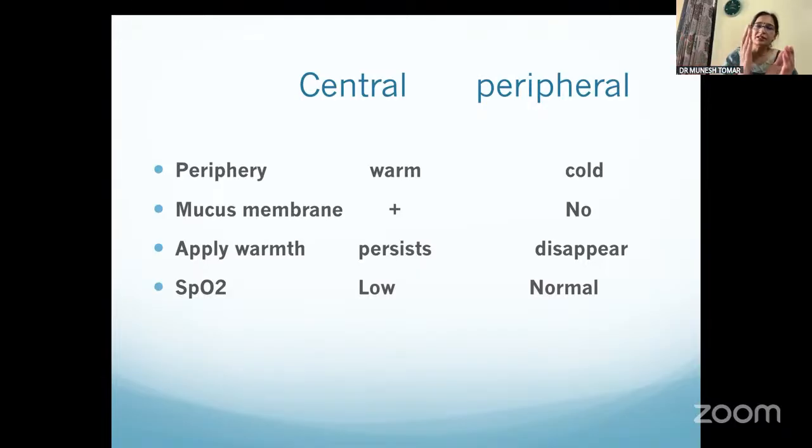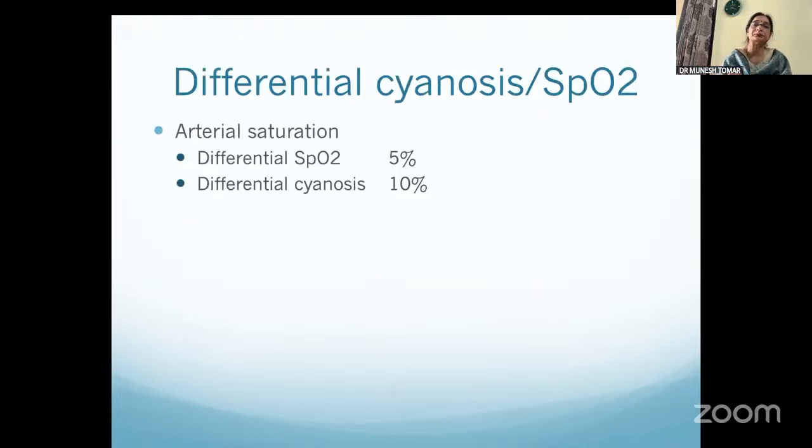Mucous membrane: because it is central cyanosis, the mucous membrane has to be blue, which is not the case in peripheral cyanosis. If you apply warmth, the cyanosis will disappear in case of peripheral cyanosis, but persist in central cyanosis. And saturation is the most important part. Whenever there is doubt of a bluish discoloration, we should document it by the saturation. If it is normal, you can relax about that bluish discoloration.